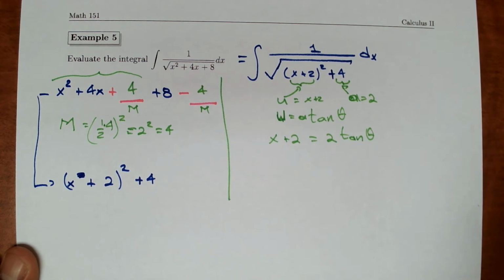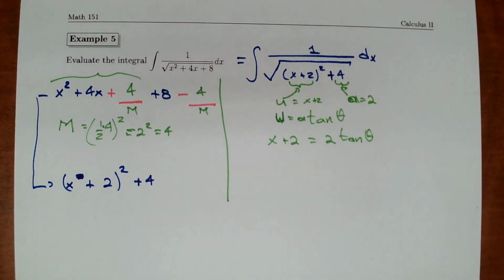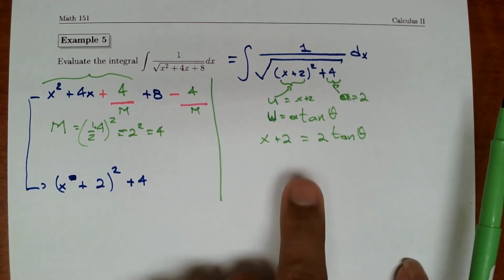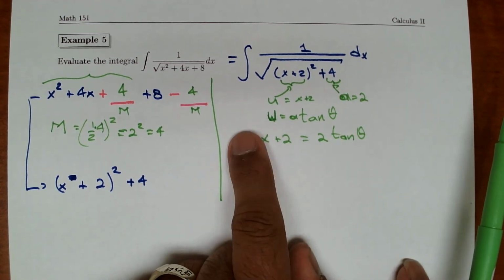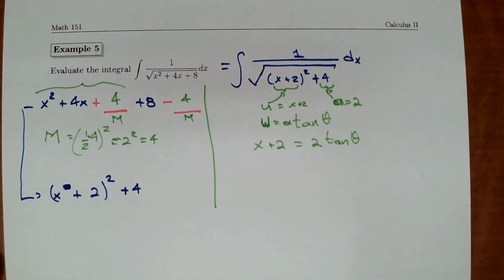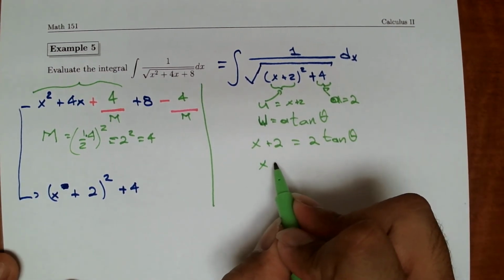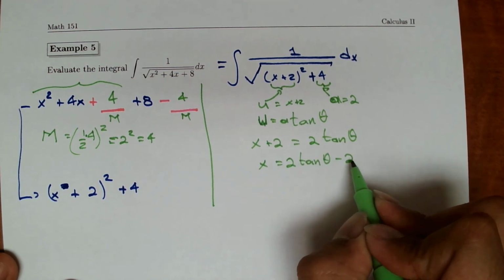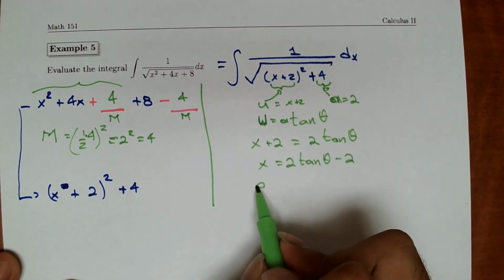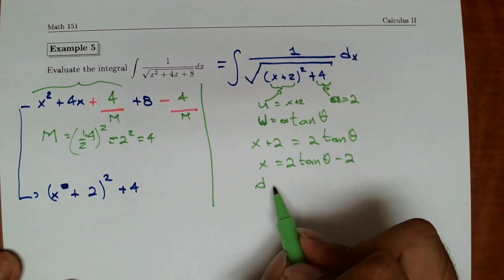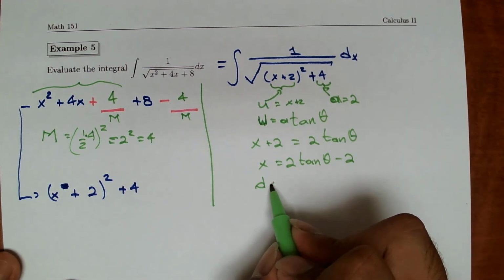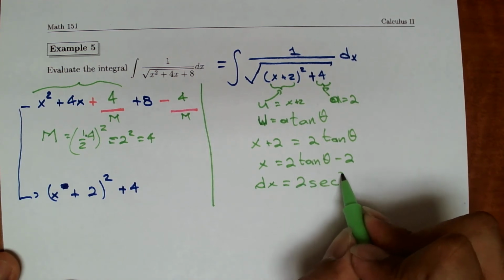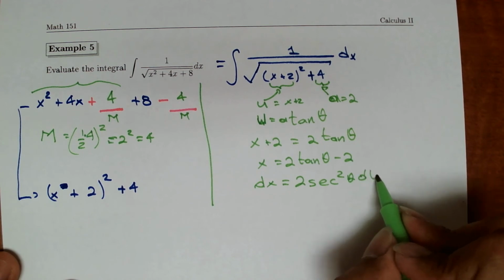Tangent theta. Alright, so up to this point you haven't seen anything like this. Before you only had x's or x times a number. In this case we have x plus a number. Let's just subtract. And then from here, let's find the differential dx, which is 2 times the derivative of tangent, which is secant squared theta d theta.